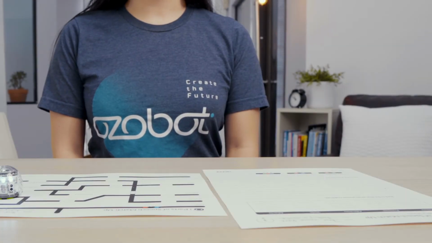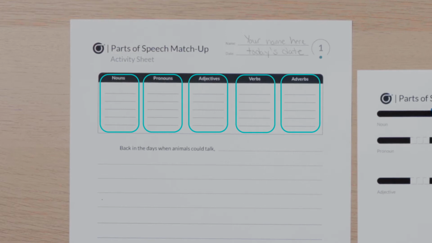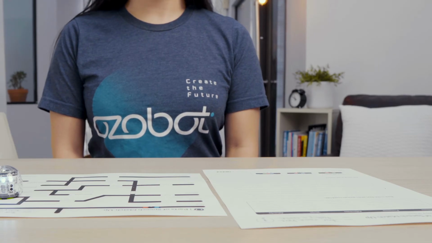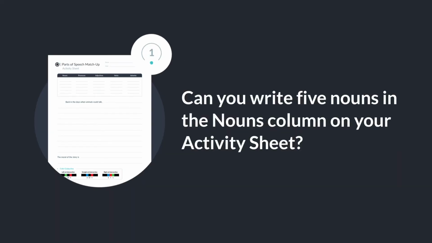Next, you'll create a word bank. Look at page 1 of your activity sheets. You'll notice some columns at the top labeled with the parts of speech. You just matched the word noun with its definition. A noun is a person, place, or thing. Think of 5 nouns that might go well in a fable. They might be animals or objects that take on magic qualities. Can you write 5 nouns in the nouns column on your activity sheet?